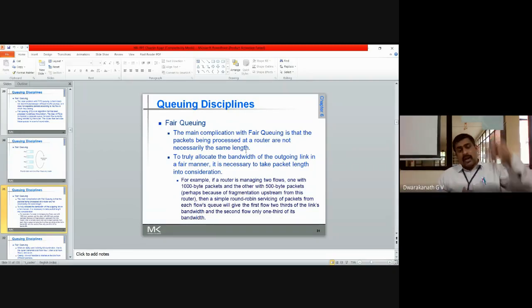But if you fix one quantum time for that, for some flows it will be very fast and for some flows it will be very slow. Then how to do this particular thing? This is a problem here, right?